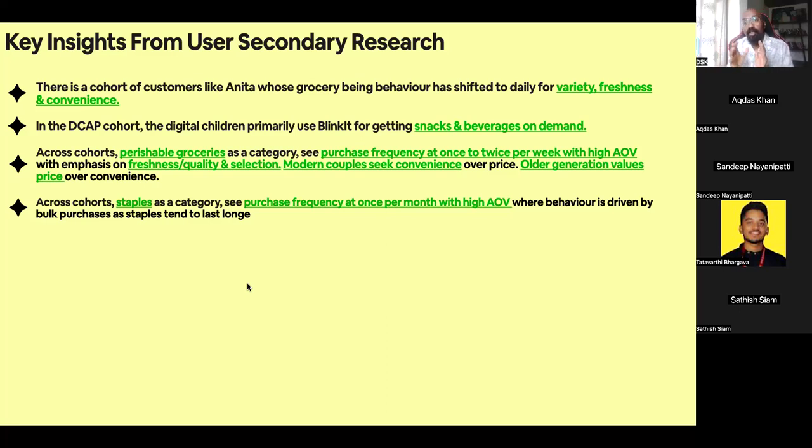Staples, on the other hand, because they have longer shelf lives and you can therefore store them, people tend to buy them in bulk, and therefore the purchase frequency is once per month. And these are usually a large number of items at certain prices, which give higher AOVs as well.